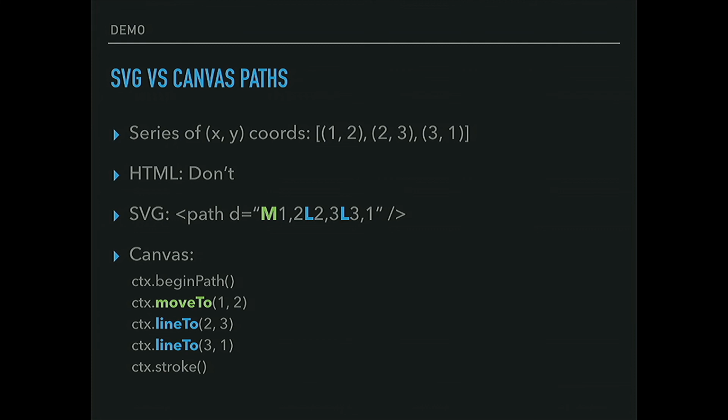So they look really different, but actually if you take that string apart, the first command in the string is capital M, which means move to. That means go to these coordinates and don't draw anything while you're moving there. Then the next one is L, which means line to, which means go from where you are to this point, and draw a line while you're going. And then finally you draw a line to point 3, 1. So Canvas actually, after you begin the path, you also do a move to command to point 1, 2, and then you do line to the other 2 points. So it's really a similar concept. It's just declarative versus imperative.